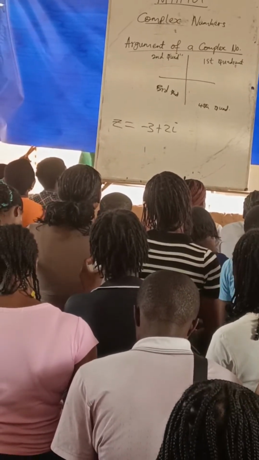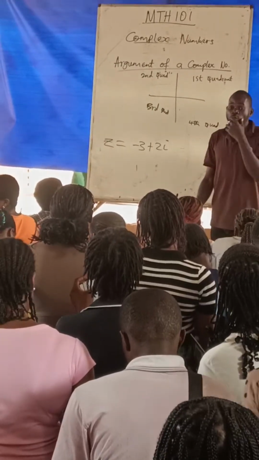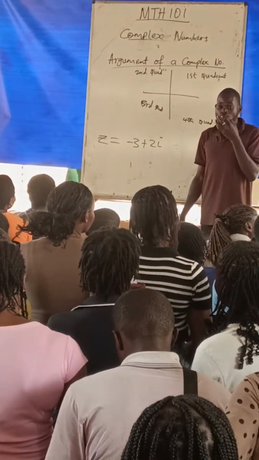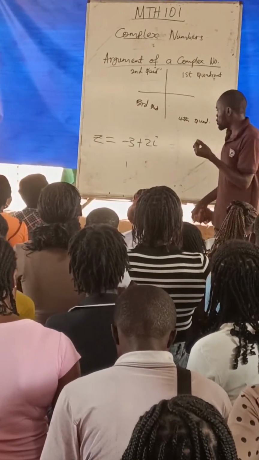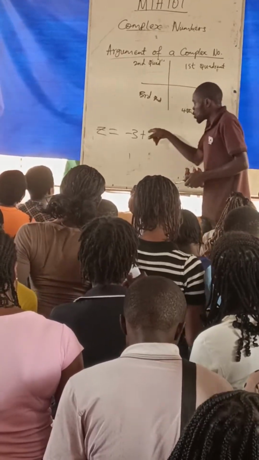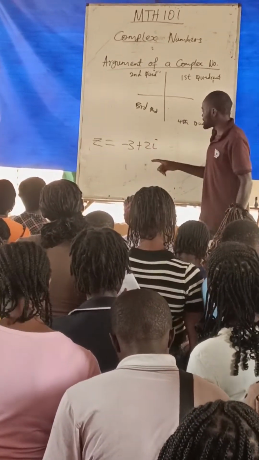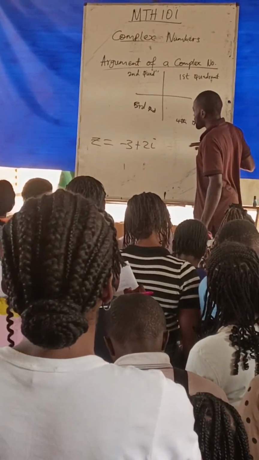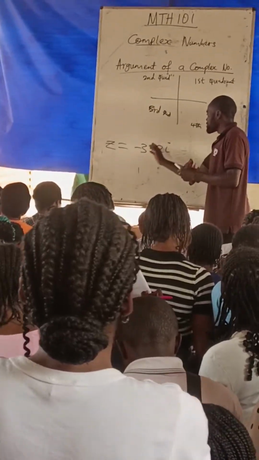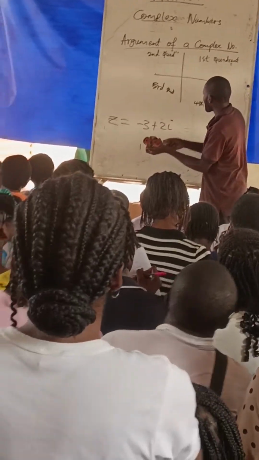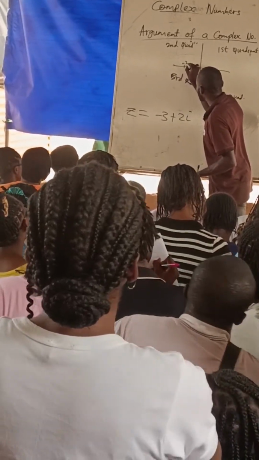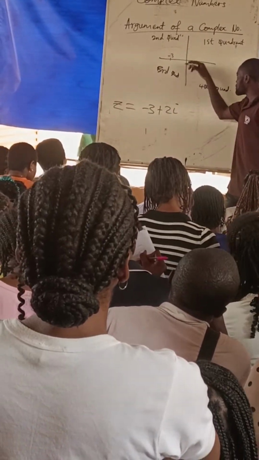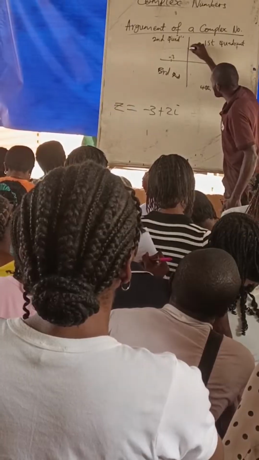Let me tell you. If you want to know where it lies, plot it. If I want to know where it lies, I must plot it. Okay, the x part, minus 3, should be located on the x-axis, which you know is minus, which means left. Then I go to the y part. The y part is positive 2, and since it is positive, it should lie up, which is going to be there.